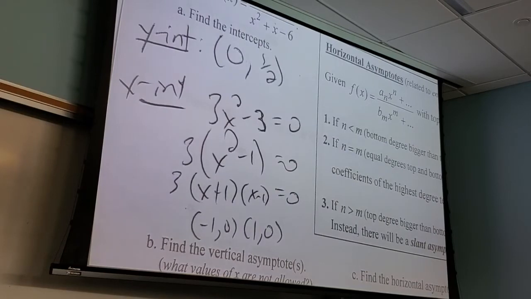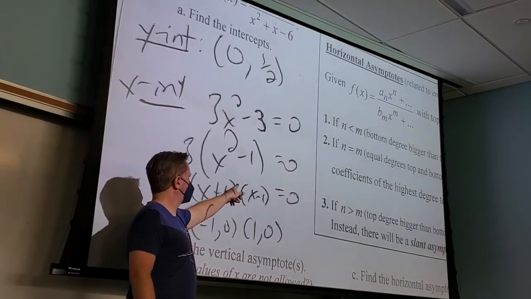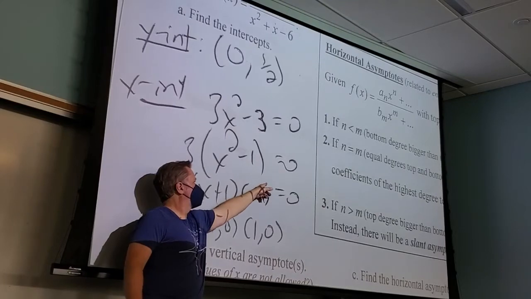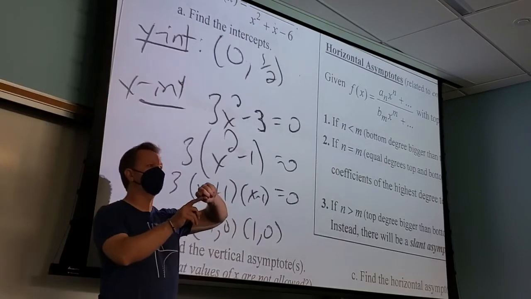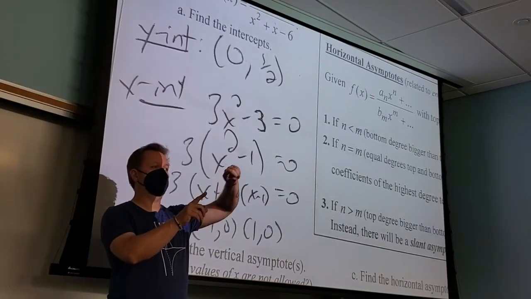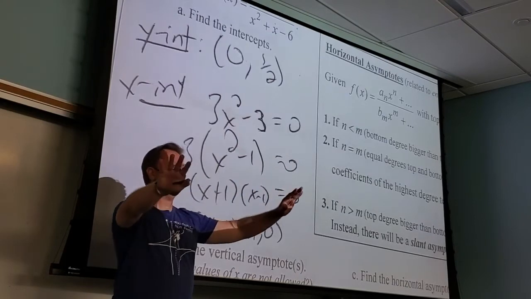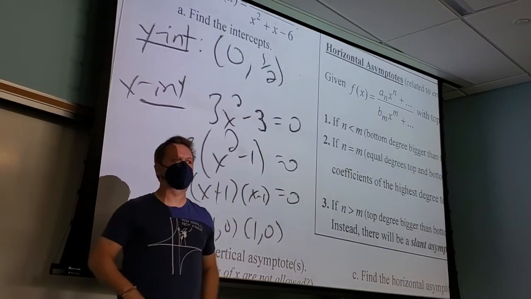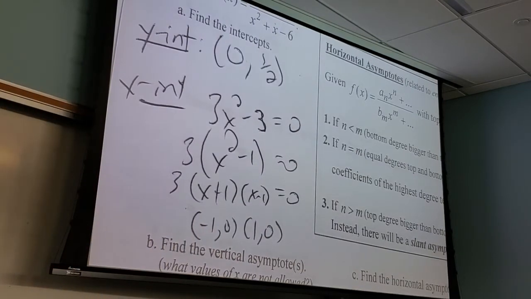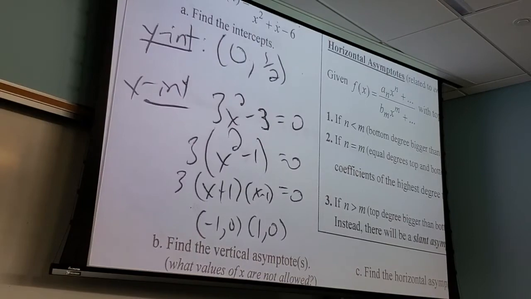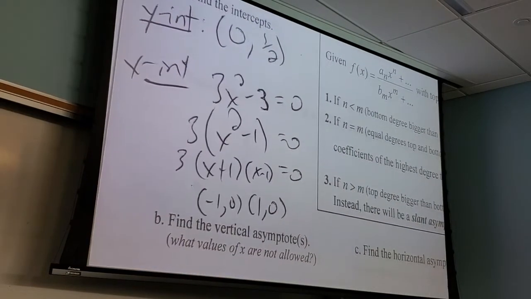Okay, maybe. By the way, what's the multiplicity of each of those? What's the power here? So these are both odd multiplicity. They're both multiplicity 1. So what are they going to do at those roots? They're going to go through. So that still is true. You can still do that. All right, so now we know all the intercepts.